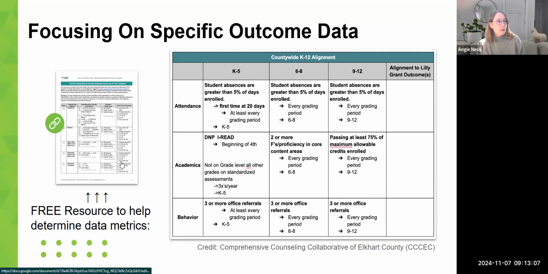Something from Hatching Results that's a free resource that you can click on here on the slide is a way to help you look at data metrics and decide what data metrics your school counseling program wants to use. If you click into it, you can see there's a lot of pre-populated things related to attendance, achievement, and behavior. Check marks about what you want to look at. Do you want to look at 2 or more Fs? Do you want to look at less than 80% attendance? Do you want to look at missing 3 or more days? Whatever that is, it helps you guide and plan what you want to do. So hopefully that is going to be helpful for you in the future when you start looking at data and you're not quite sure where to start.